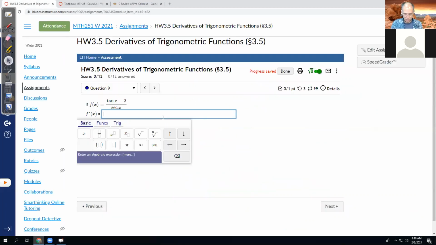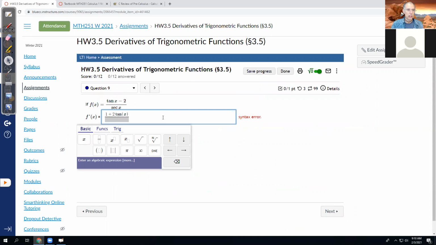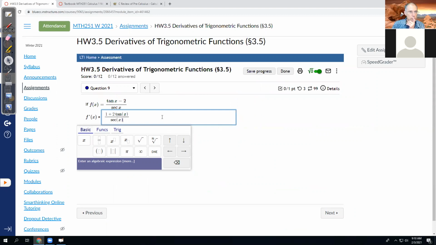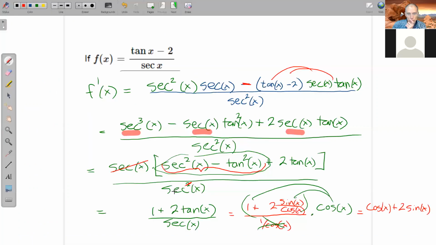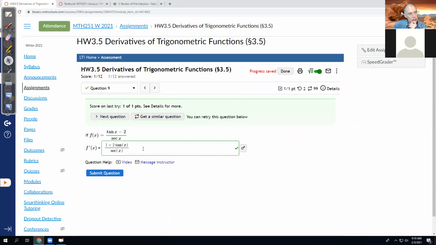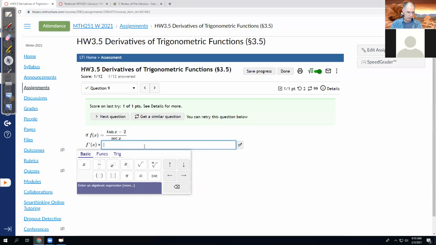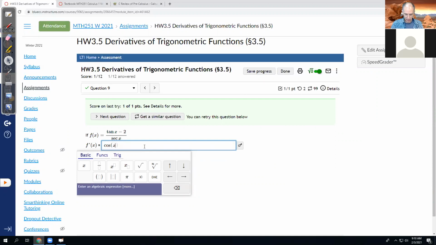Let's try. So first time fraction, I have 1 plus 2 tangent of x divided by the secant. Did I type that correctly? 1 plus 2 tangent over secant. Likes that one. Let's try the other one. The other version, cosine of x plus 2 sine of x. Type that correctly.